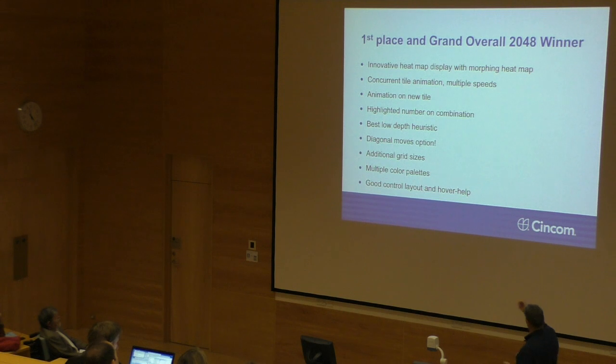And these are some of the features. An innovative heat map display, and the heat map was actually animated, as I pointed out before; it morphed into place. Like the last one, it had concurrent tile animation, with tiles moving at multiple speeds so they'd all stop at the same time. When a new tile popped up, it animated, like a frame that would pop out. That's a really nice effect. When the numbers collided and combined, it dropped the number in yellow.